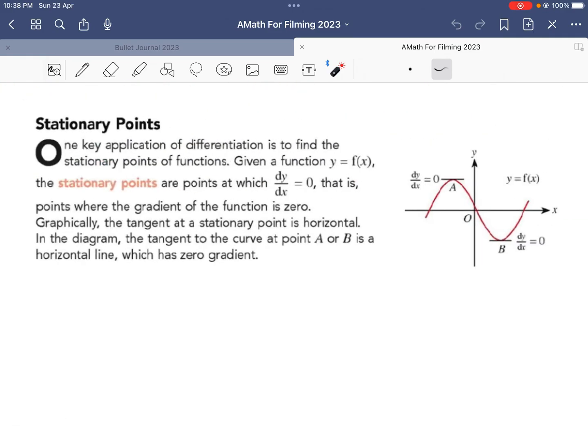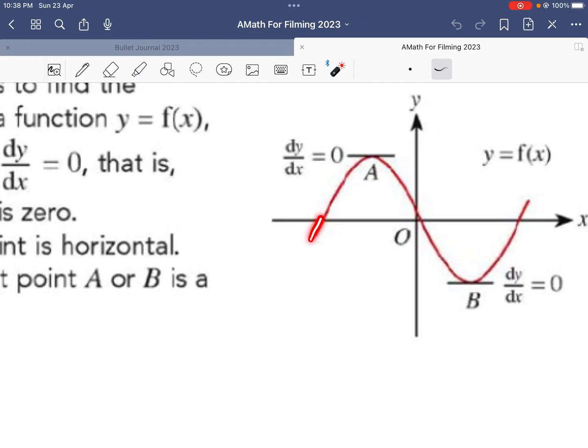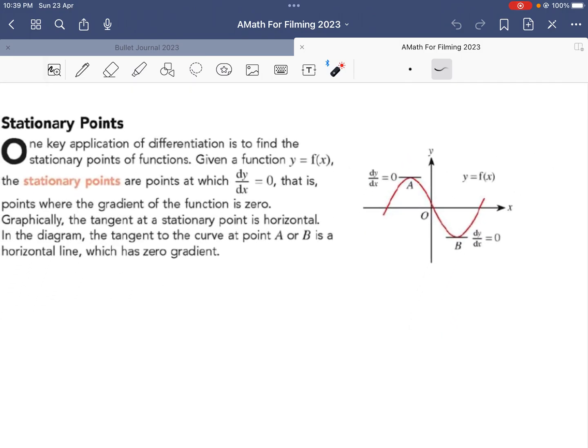So now, first and foremost, what are stationary points? Stationary points are here and here given this graph. Basically, if you think about it, if you are walking up a hill, at the top of the hill itself, if you were to measure the gradient, it is 0. So this gradient here is flat. Similarly, you continue walking downwards until this lowest point here. If you measure the gradient at this point, you draw a tangent at the point, you find that the gradient here is 0 as well. So A and B are known as stationary points.